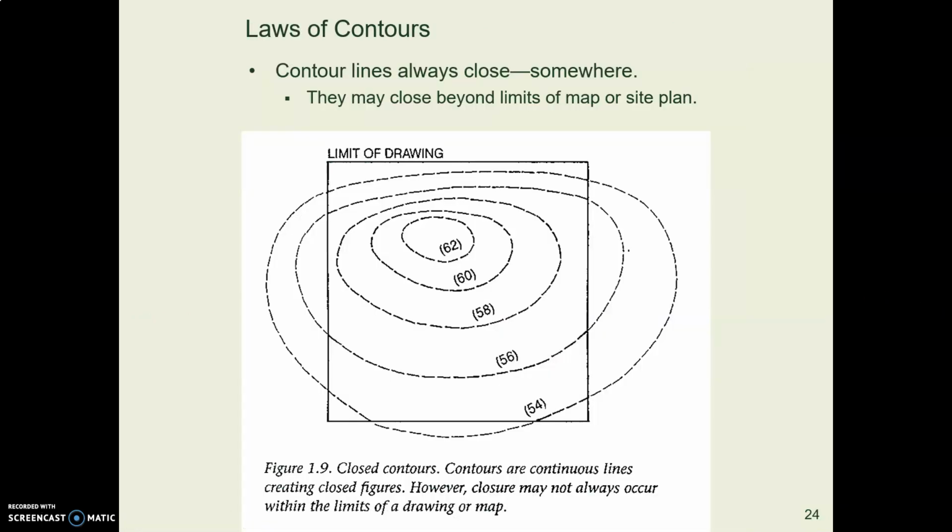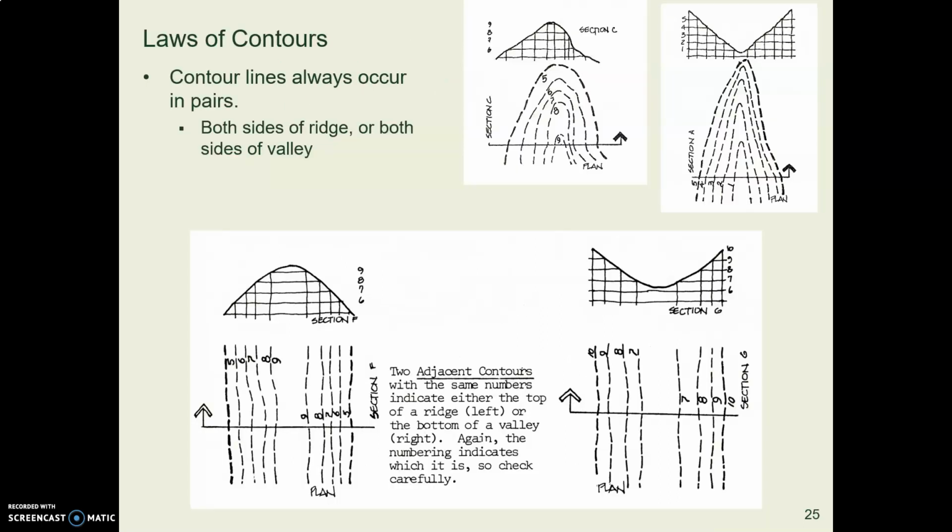Contour lines always close somewhere. It might not be on your map or your plan, but somewhere on the planet they will close. And they always occur in pairs, because every feature is a water shedding or a water gathering feature, so we always have pairs on either side of something, although it might be off your map again.